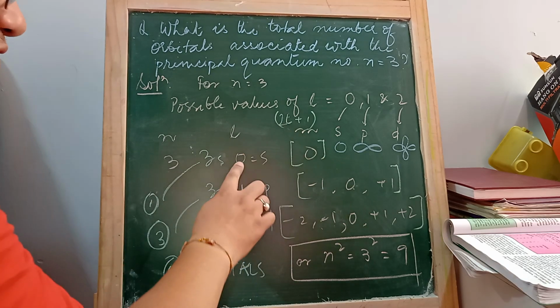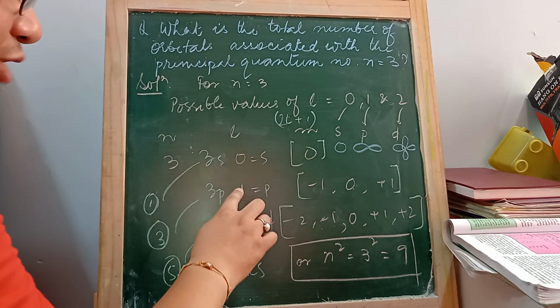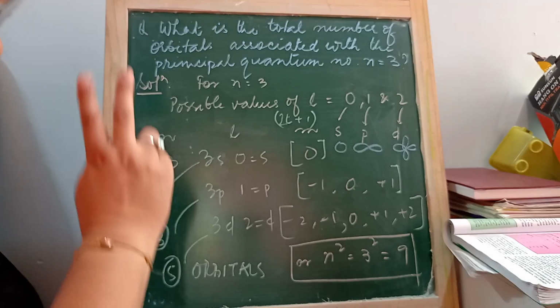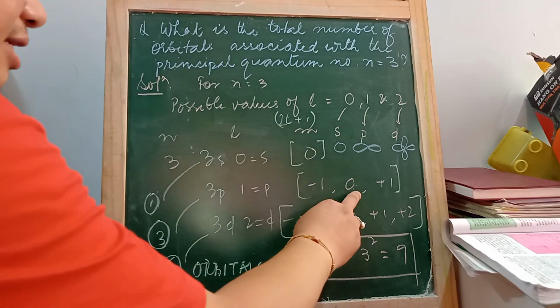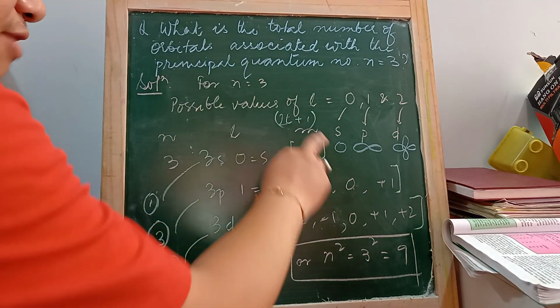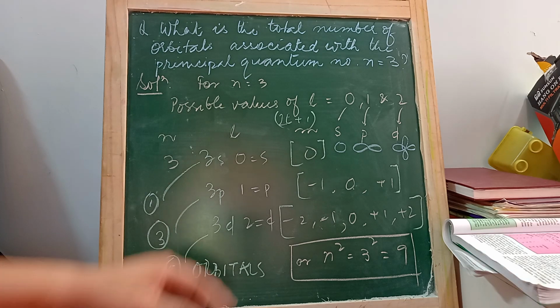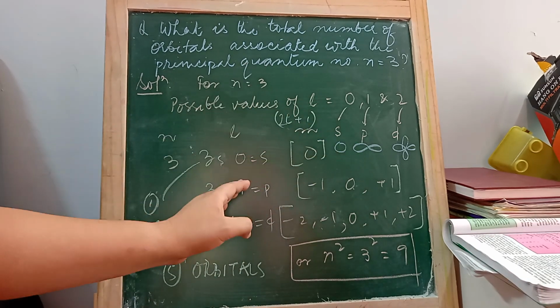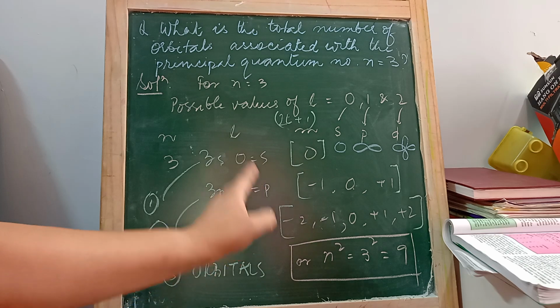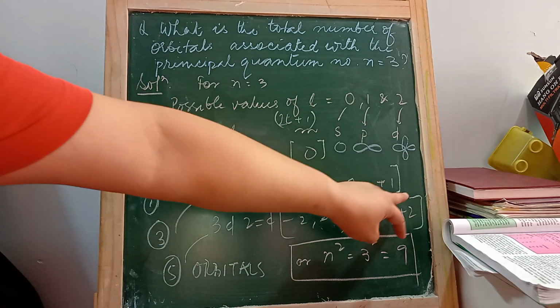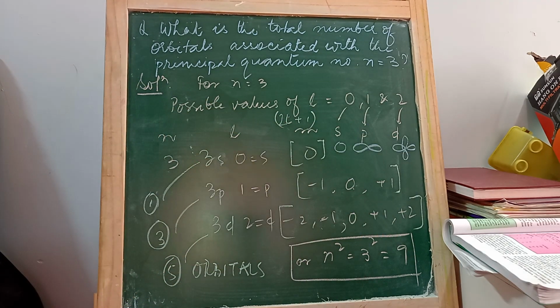So twice L means whatever the value of L is, you make it twice. 1 plus 1 is 2, right? And then in addition to that, there will be one more additional value, that will be 0. So the value of M will depend on L, and it will go from minus the value of L to plus the value of L, including 0.